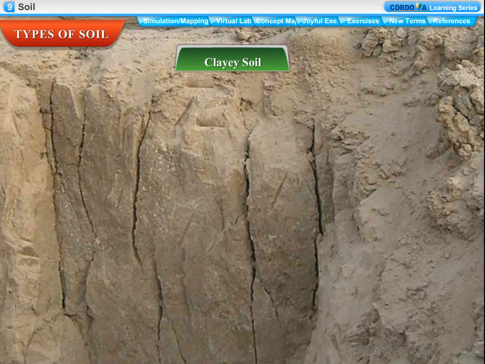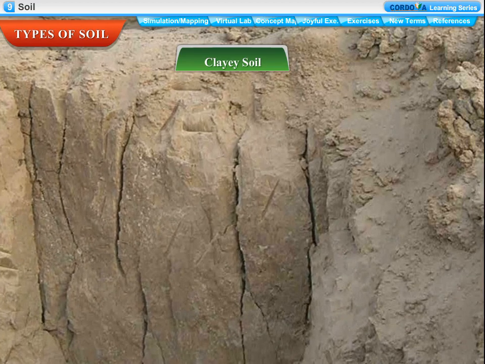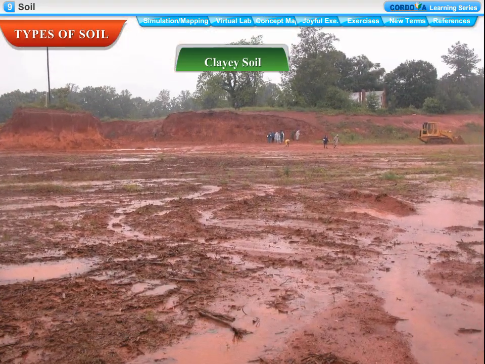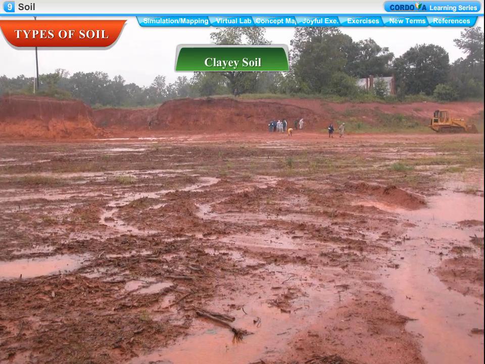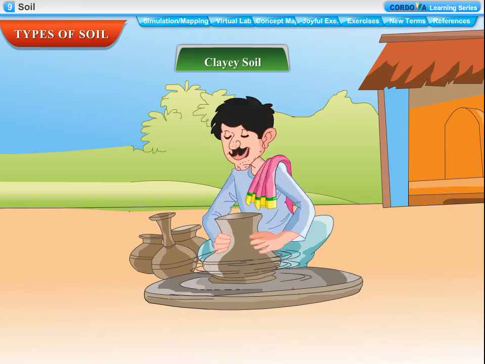Clay soil has very small and tightly packed clay particles, making it less porous, so it has a very good water holding capacity. Clay soil gets easily waterlogged during the rainy season. Clay soil turns very hard on drying.